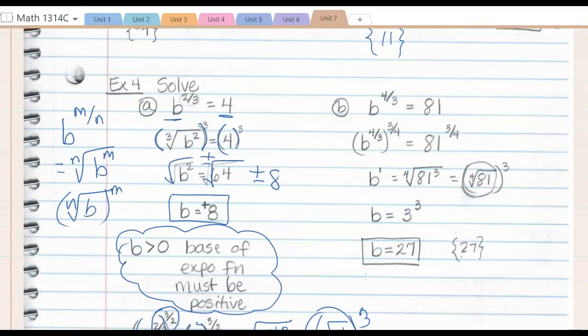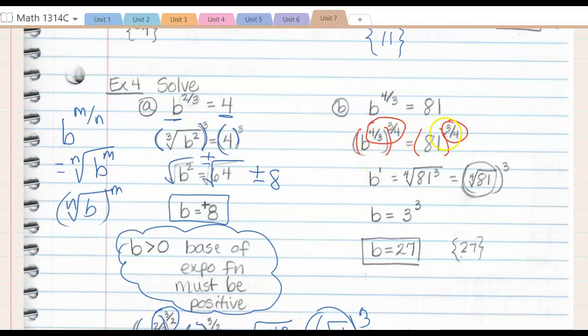Finally, let's practice that technique over here for part B. So what we're going to do, we have b to the 4/3. So I am going to put a set of parentheses, one on the left and one on the right. And then I'm going to put it to the power of its reciprocal. So 4/3 is going to have the reciprocal of 3/4. So I'm going to put the power of 3/4 on the left and the power of 3/4 on the right. What we do know is 4/3 times 3/4 is equal to 1, so I have b to the 1 power.